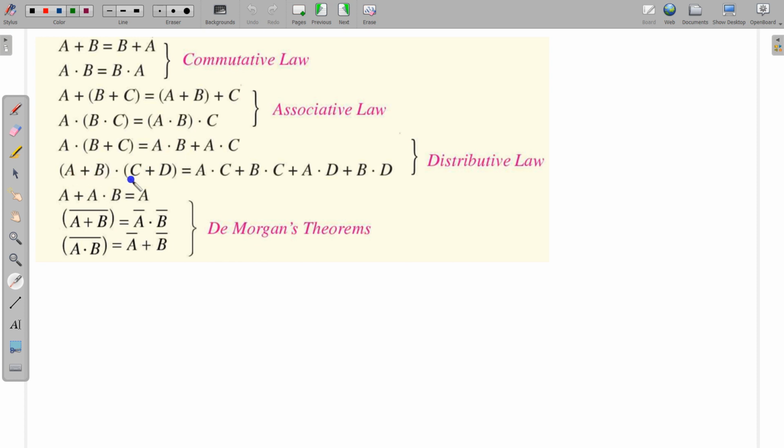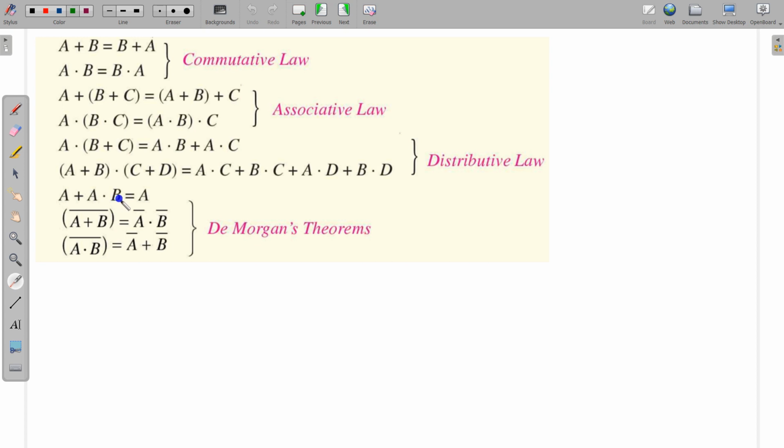So again (A plus B) and (C plus D). It can also be written AC, AD, BC, BD. So it can be written like this. This is called the distributive law. We can distribute.